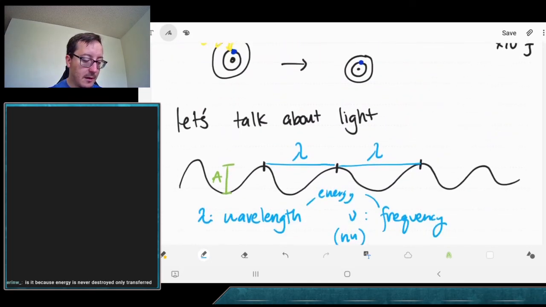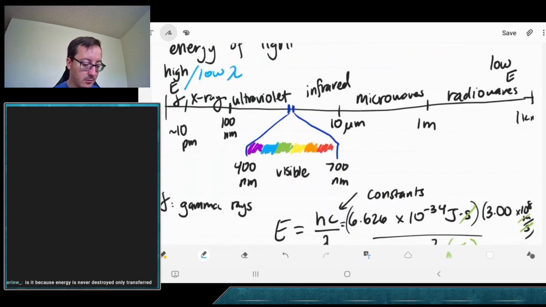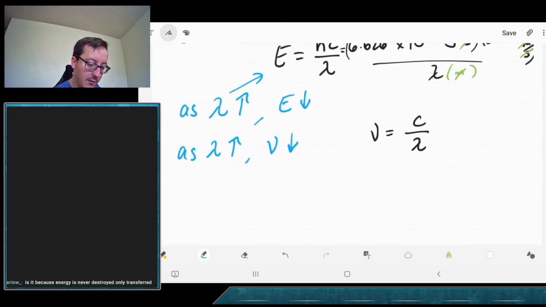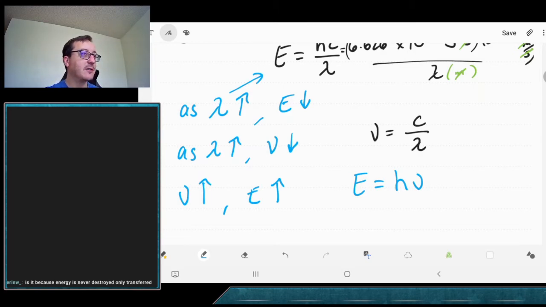So it's all about how quickly it takes the light to move between each wave, or each crest of the wave. And since we see these two are together, we're going to see that as frequency goes up, energy goes up. They're directly proportional, because they're both the opposite of wavelength. We can also frame energy in terms of frequency. As one goes up, the other goes up.